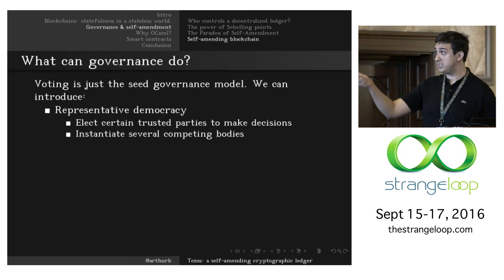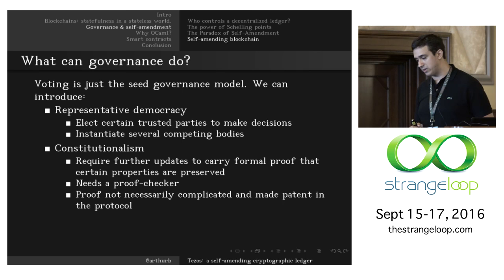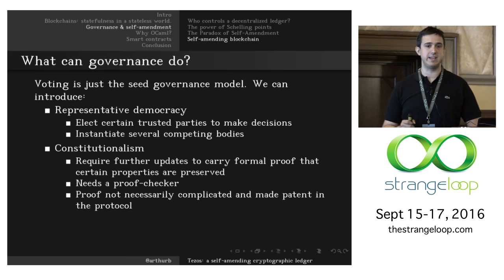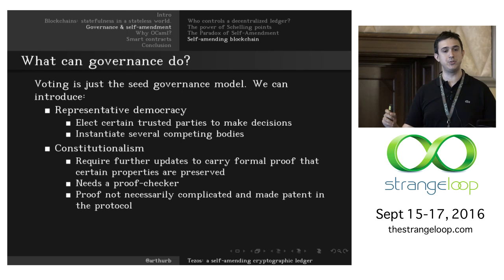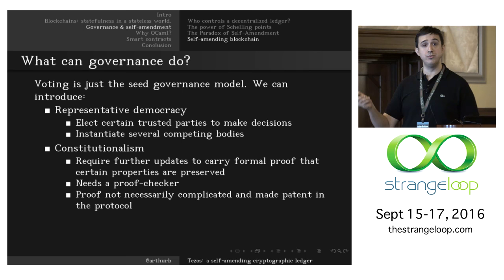You could have, and I think that's the most interesting part, something like constitutionalism. So the idea would be, let's say we have a property that we really care about. For example, we never want more than a billion tokens on this blockchain. Well, what we could do is say, okay, every new protocol must come with a formal proof that it preserves the property we care about, and also that it preserves the amendment, right? And if we do that, okay, we're going to need a proof checker inside the protocol, but we have good proof checkers, and we're going to need a proof. But the proof doesn't have to be that complicated.